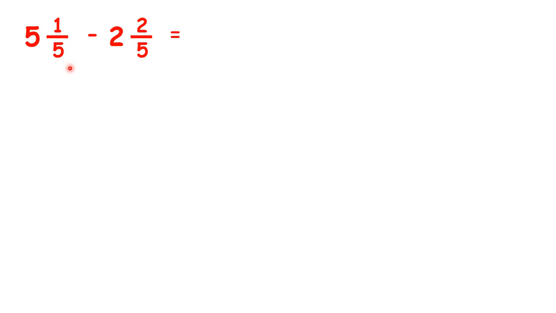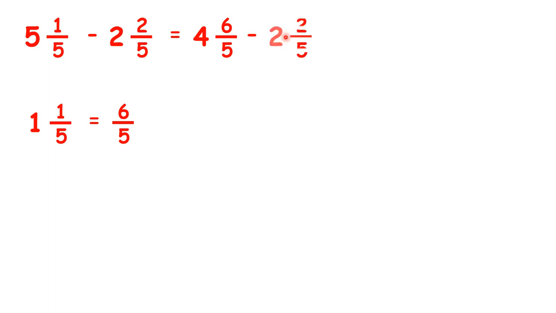Now here's what we do instead. Rather than taking away 2/5 from 1/5, we can take 2/5 away from 1 1/5, and as an improper fraction, 1 1/5 is the same as 6/5. So now we can write 4 6/5 minus 2 2/5. Why is that only 4 6/5?